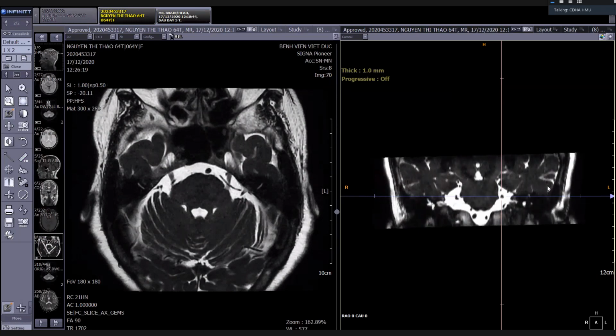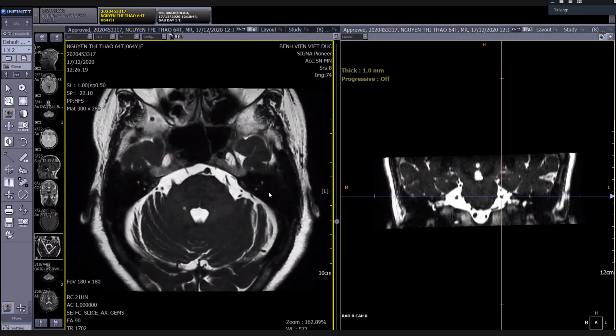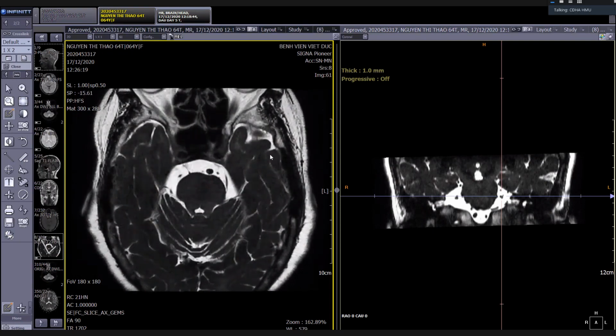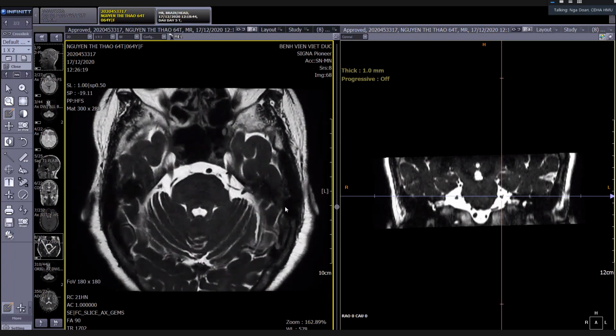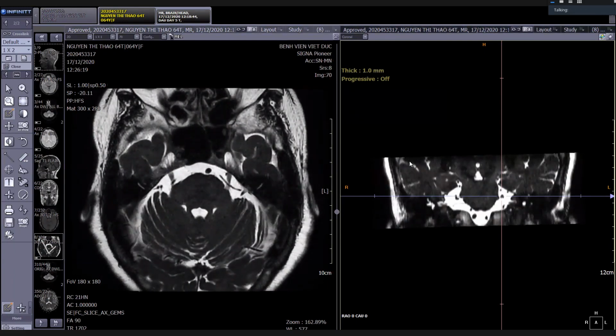Yes. Okay, so what are the vessels? One vessel is AICA. Okay, so which one is AICA? Yes, yes. And which is the second vessel? I don't really see this on the horizontal plane.